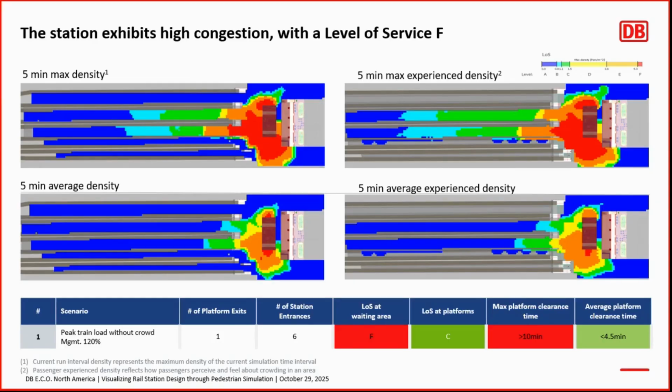So as you probably saw, the station exhibited very high congestion with a level of service F. It was centered around that bottom corner area where there's a bit of a physical bottleneck. And there's also the ticket vending machines and the waiting area. So there's a lot of just conflicting processes going on. And because of that, some passengers experience platform clearance times greater than 10 minutes.